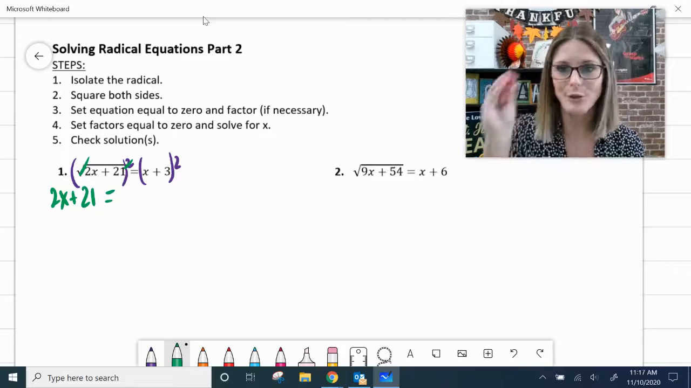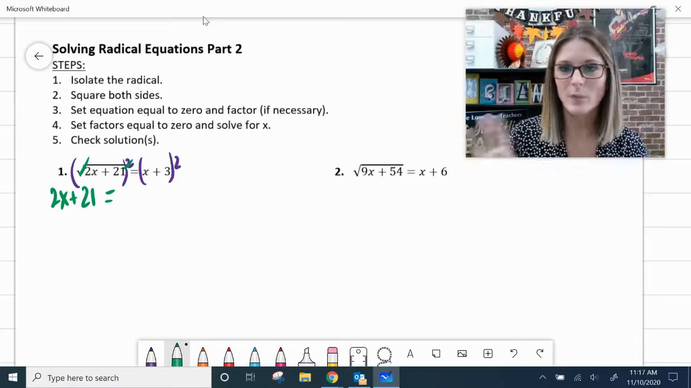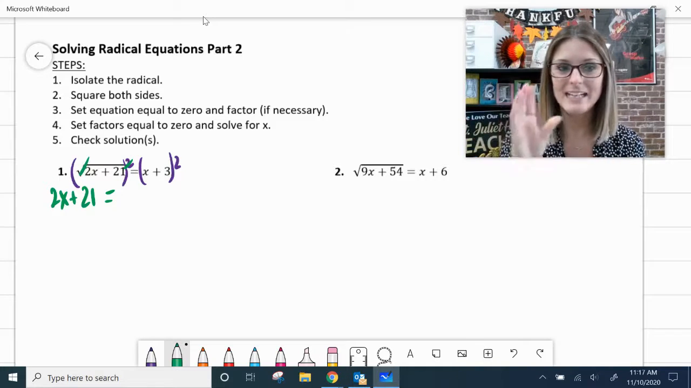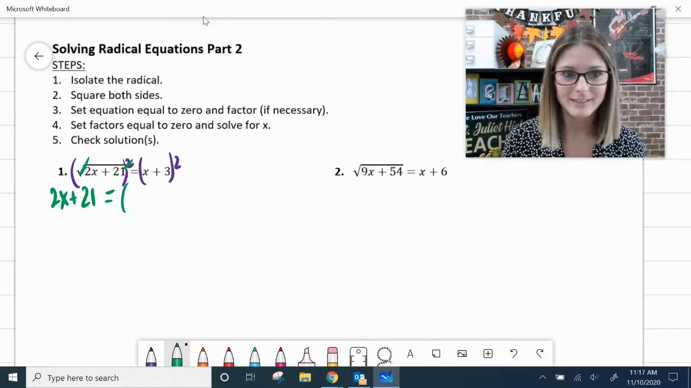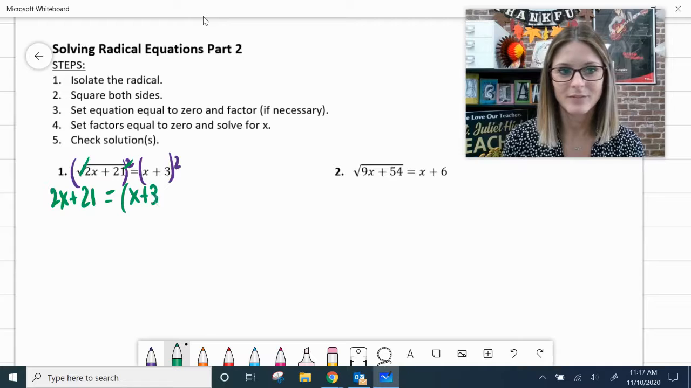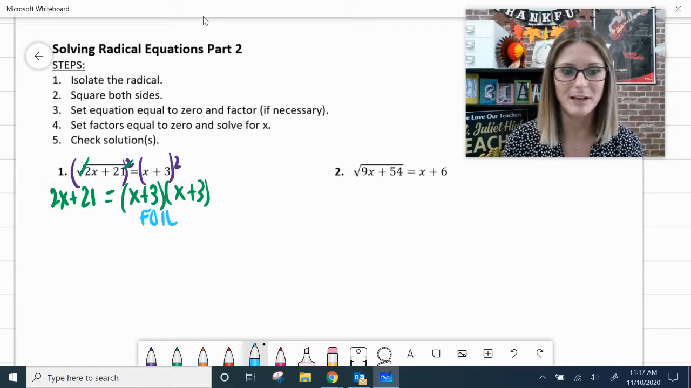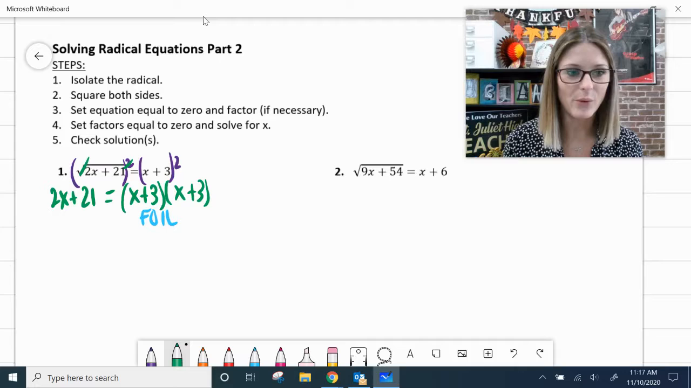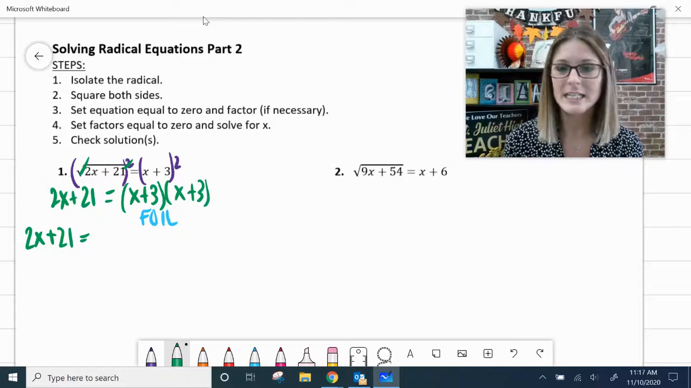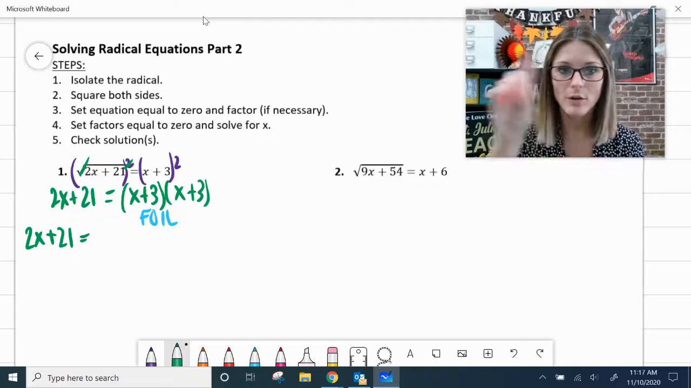But look what happened on the right side. I need to square both terms. I need x plus 3 times x plus 3. So, shocker, we're actually going to end up FOILing right here. We need to FOIL those binomials together. So we'll have 2x plus 21 on the left equals, let's FOIL.